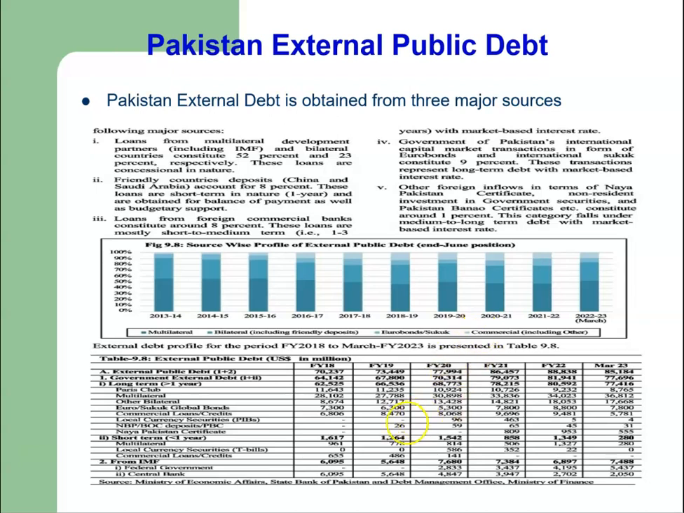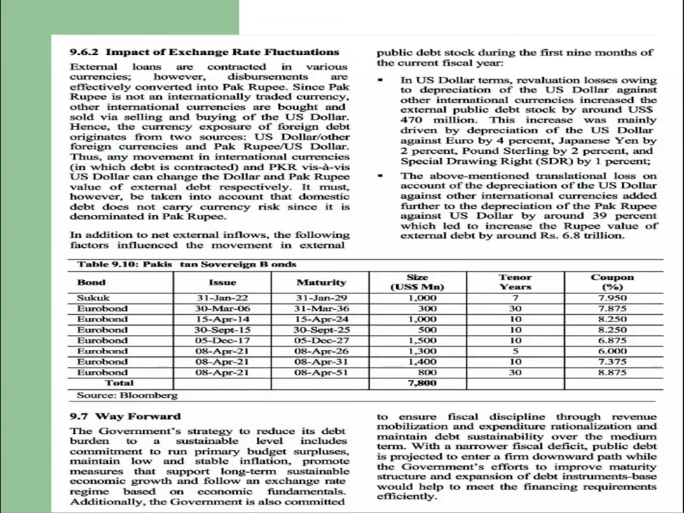The detail can be seen in these two figures. One is a diagram and one is this table. You can see the entire comparison from fiscal year 18, fiscal year 19, fiscal year 20 up to March 2023. Finally, we can see the impact of exchange rate fluctuations on the size of the various sources of debt. And the question is finally, what is the way forward?